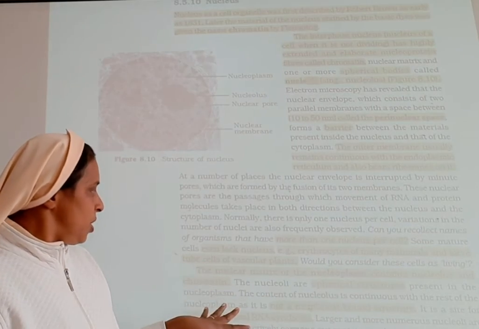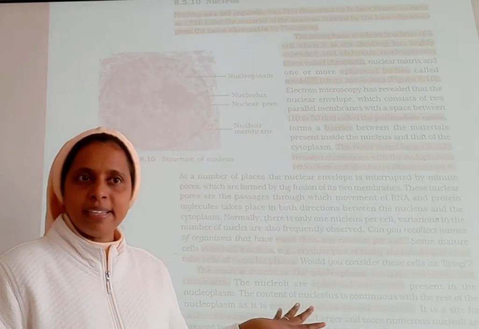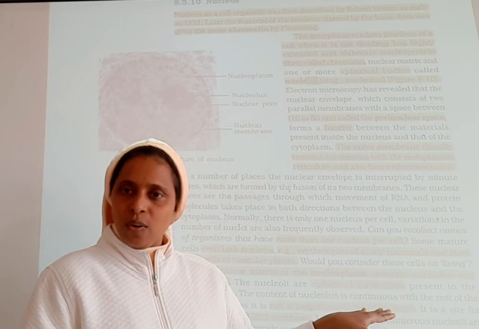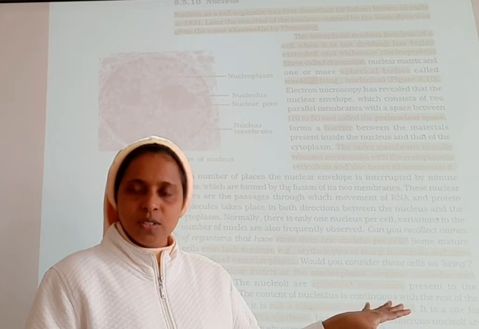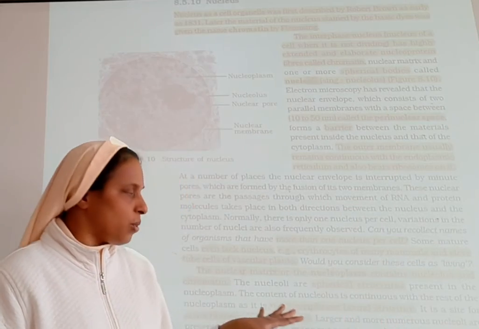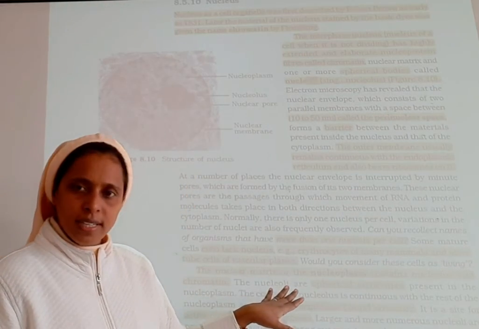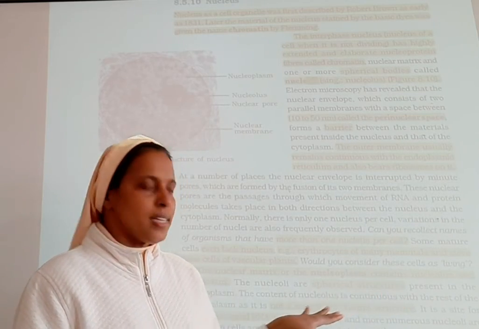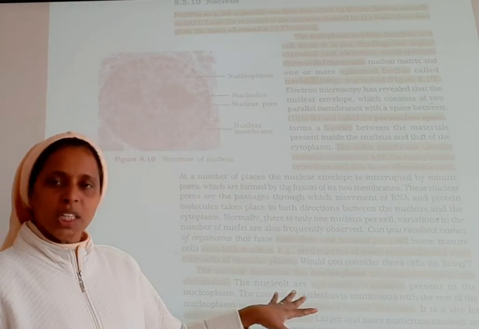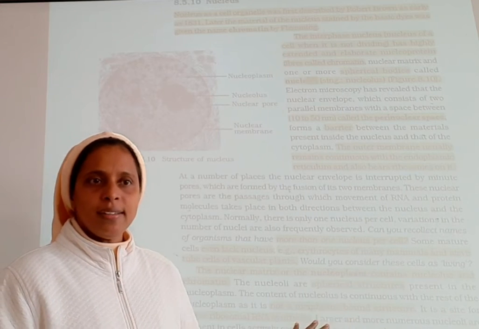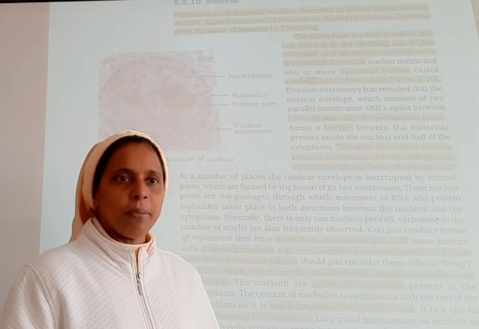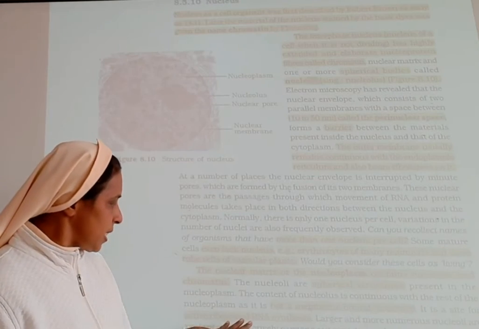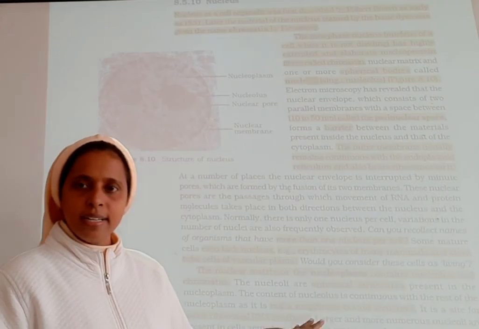Here the important point you have to remember is that the nuclear matrix or the nucleoplasm contains nucleolus and chromatin. This is the important point we have to learn here. The nucleolus is spherical in structure and is not a membrane-bound structure, but it is the site of active ribosomal RNA synthesis.